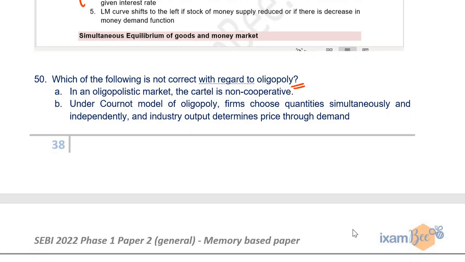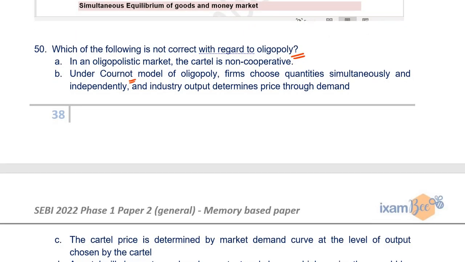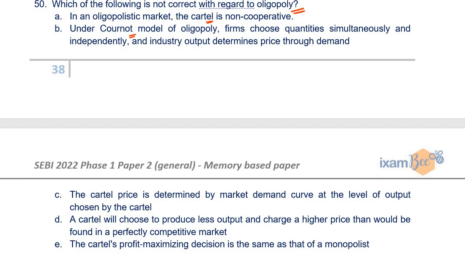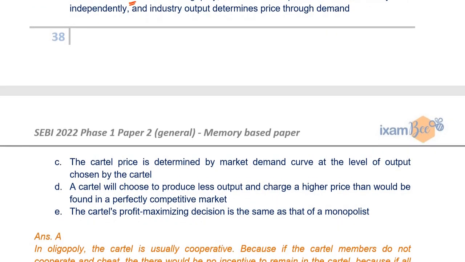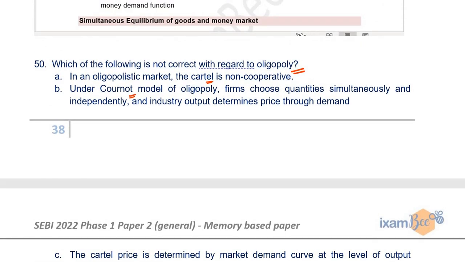The last question related to oligopoly. A lot of students have actually mentioned that it was the Cournot model of oligopoly, but actually there were a few statements related to the Cournot model and a few statements which were generic to oligopoly and the cartelization concept. One of the statements which I think was incorrect, it may not be the exact same statement. These are the best memory based statements that we have been able to reproduce, but the most likely statement that was incorrect was related to non-cooperativeness seen in the oligopolistic market where a cartel is there.